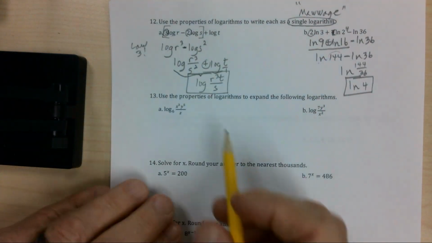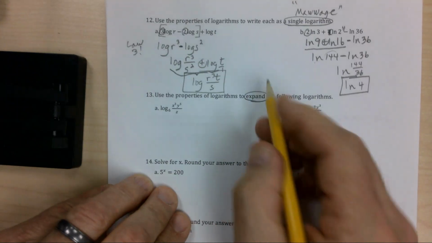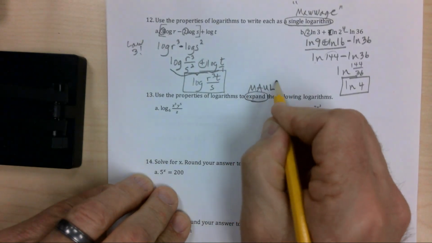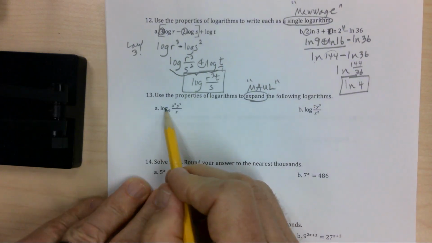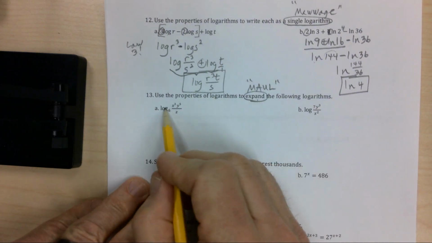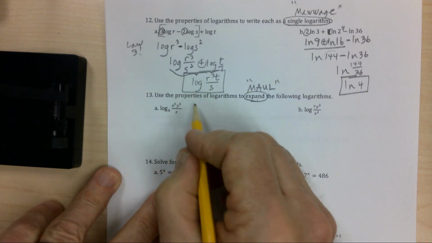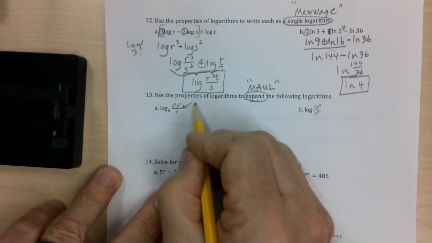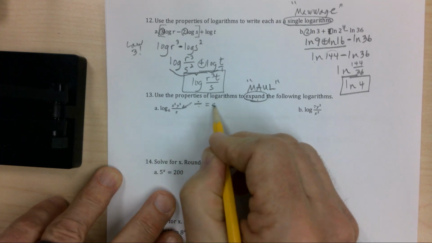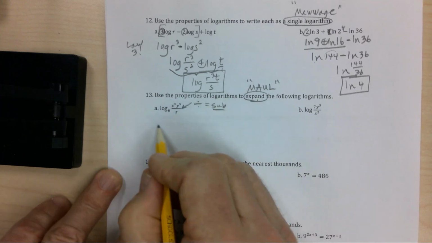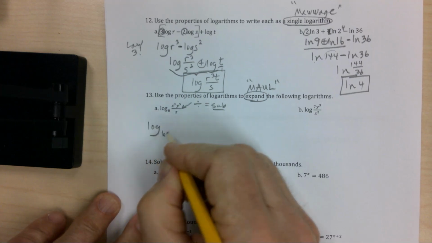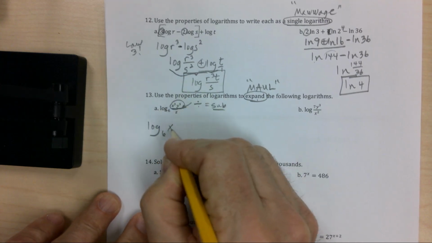Keep going. Use the properties of logarithms to expand. And when I taught this, I called it the mall. We're going to take that 1 log and we're going to split the log into multiple logs. We're going to start right here. We know that division equals subtraction. So we're going to start with this. The top part goes like this.